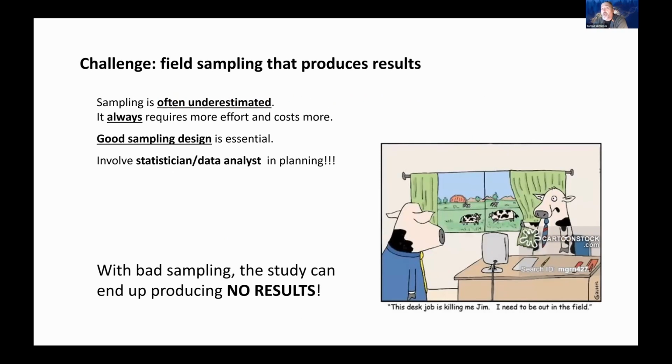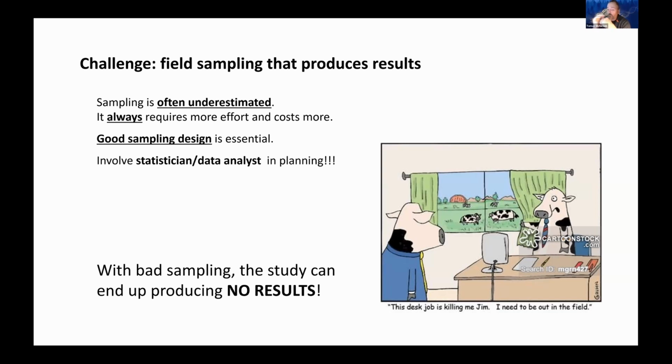So maybe one of the last things to mention is that the main challenge still remains field sampling. The field sampling is often underestimated, and it always requires more effort and costs more than what we think. Try to involve a statistician, data analysis and planning, and really plan thoroughly. And don't underestimate it. For example, for a bear study we're doing right now, bear monitoring in Slovenia, the total costs are about €500,000, and we're sampling with volunteers. And about half of that cost is just organizing the field sampling.